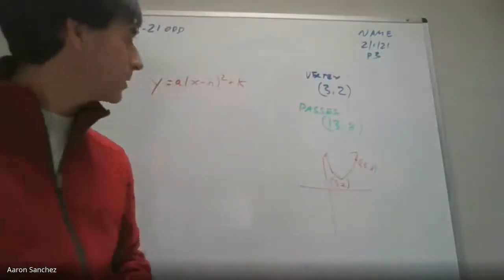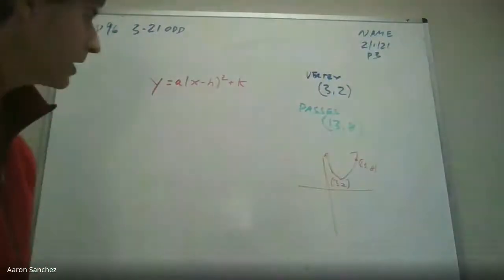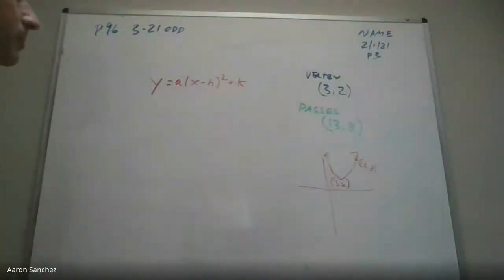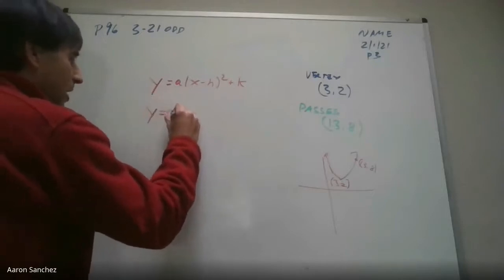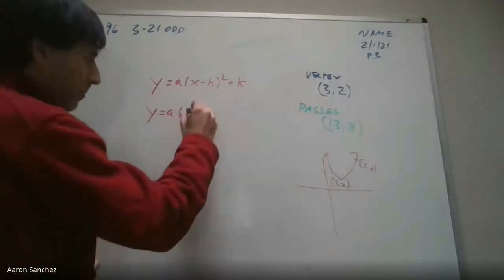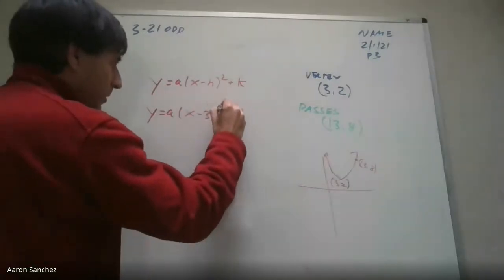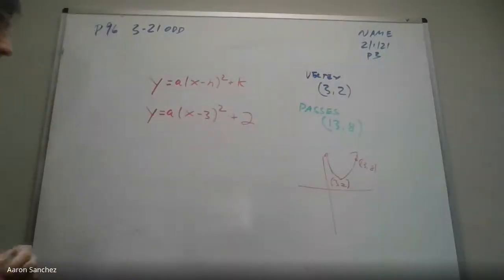Okay, here's my question. Let's go with Aaliyah. What is my h and my k? 3 and 2. Very good. Aaliyah, you're on it. So we say here, y equals a times x minus 3. Remember, it's the opposite, plus 2. Okay, that was pretty straightforward.